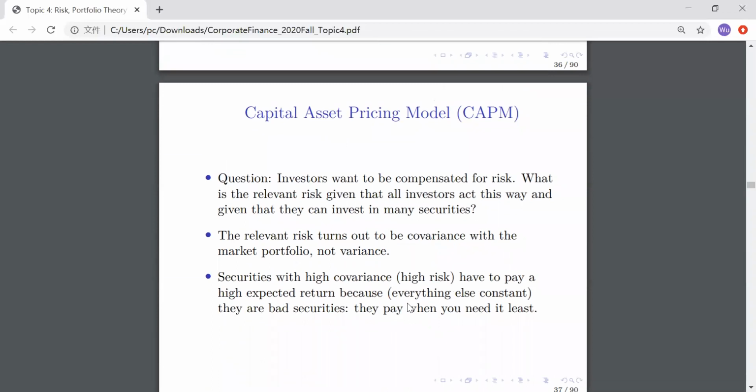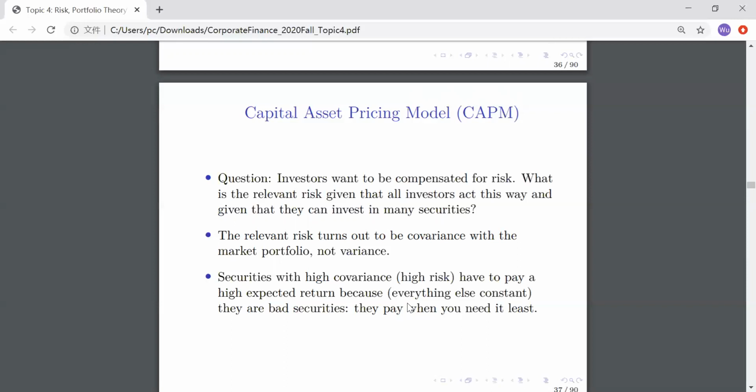So now we finish the first part, which is risk and return, and then we move on to the capital asset pricing model. Basically, the question that this model is trying to answer is that investors want to be compensated for risk, right? And what is the relevant risk we're talking about here? The relevant risk here is the covariance with the market portfolio, not the variance, right? This we already emphasized. That is, if you have more positive covariance, that increases the difficulty of diversification. So it's harder to diversify away the risk.